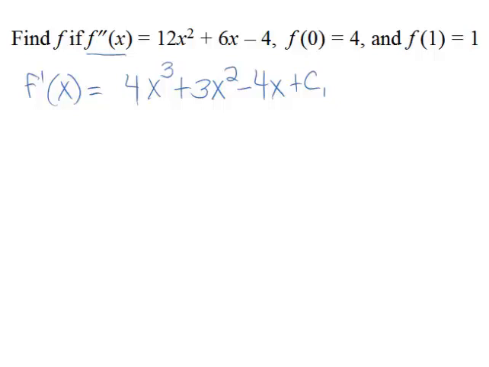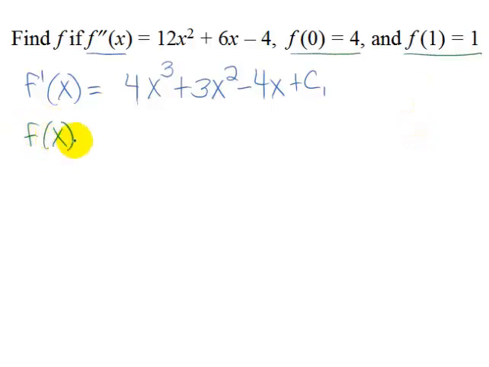Now, I look at that and I don't have, sometimes for these initial values or these conditions, they give us a derivative at a certain value, but they didn't here. They just gave us two function values. So let's leave that C1 in there and let's do an antiderivative again.